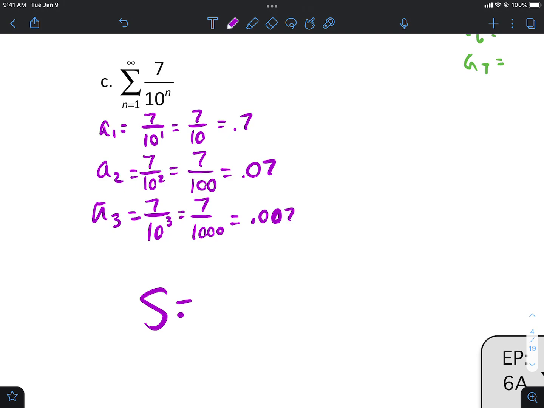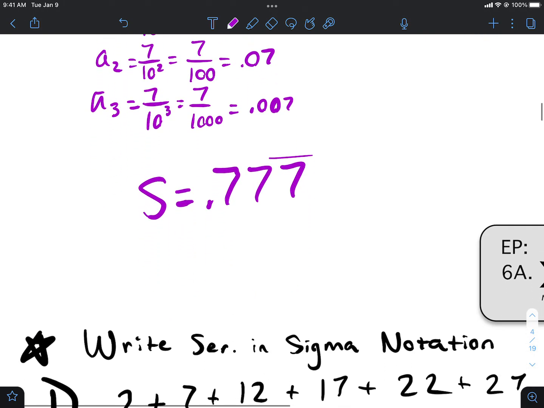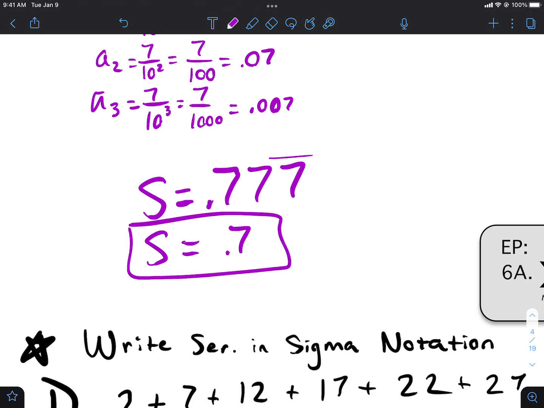So when you're doing the sum here, it's really just going to be 0.777, and it's just going to keep going. So you can put your repeating line right there like that. Honestly, I'd probably just write it as 0.7 repeating, I guess I should say. So that'll be your answer there.